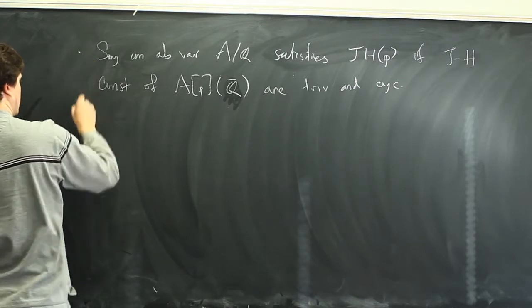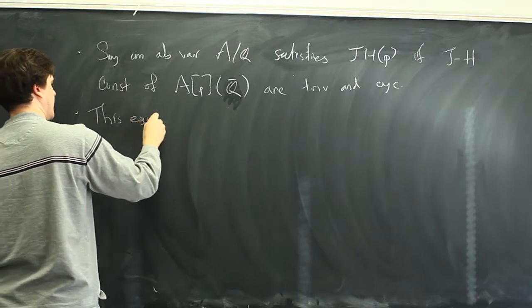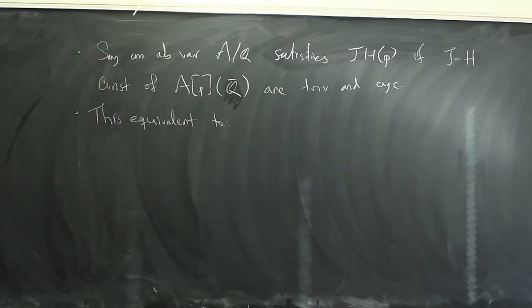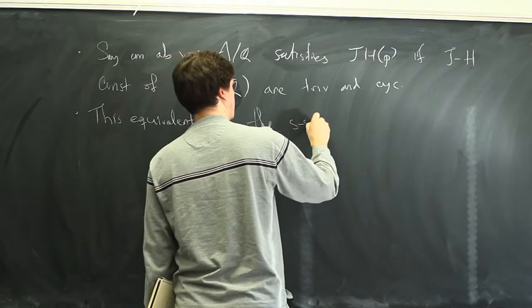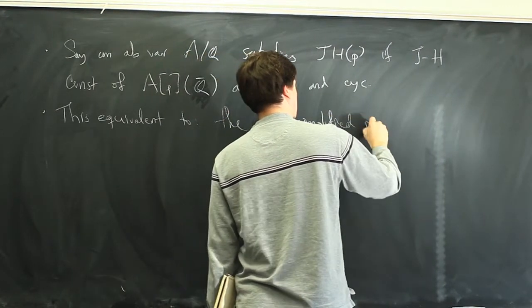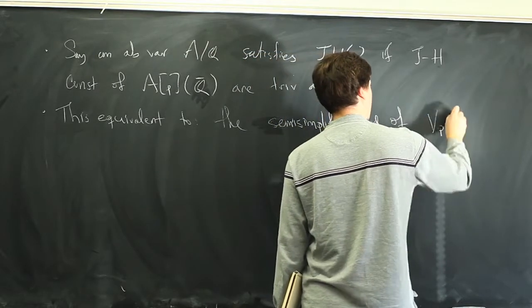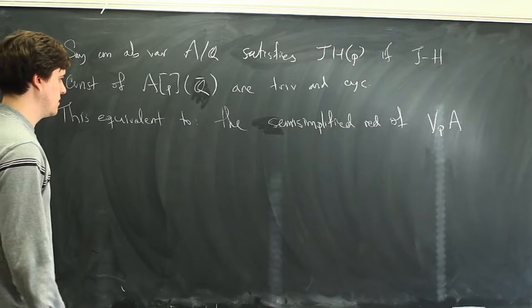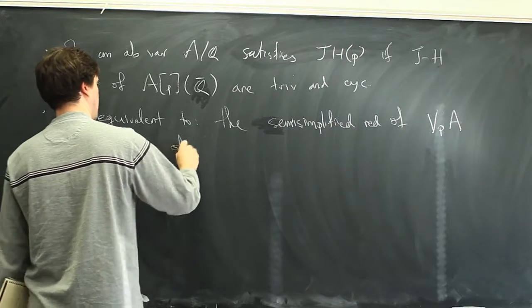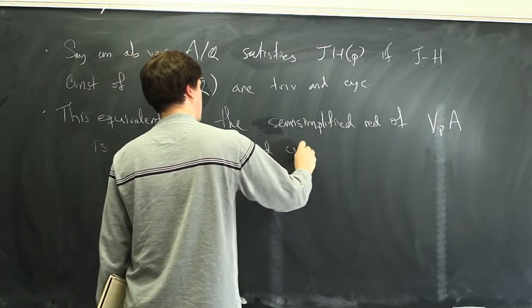So this is equivalent to taking the rational p-adic Tate module of A and saying that its semi-simplified reduction mod p is just trivial characters and cyclotomic characters. So Vp of A is the rational Tate module, Tp of A is the integral Tate module. Semi-simplified reduction of this is just a sum of trivials and cyclotomics.